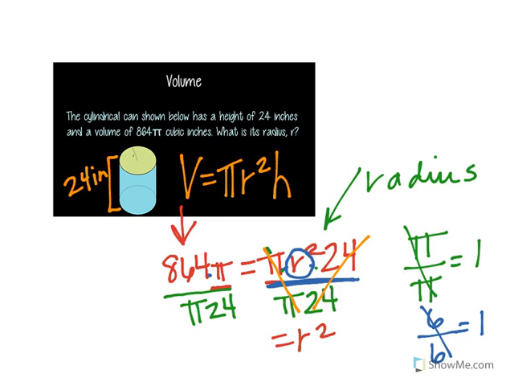Same thing applies on the left side. We're dividing pi by pi, so those cancel out. We have not yet divided 864 by 24. So we have to take 864 and divide that by 24. And that's going to give us 36.